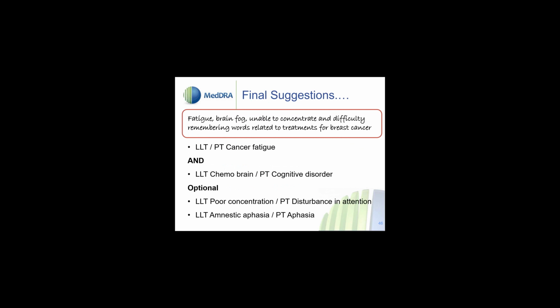And our last comment is just to clarify. It's difficulty remembering words. Those are all symptoms which are related to treatments for breast cancer. It's not difficulty remembering the words related to treatments. It's not a case that the patient can't remember the name of their treatment. It's a general forgetting of words, being unclear, feeling foggy. All of those symptoms are related to the breast cancer treatment. Exactly. Okay, well, thank you all for your comments on that one.